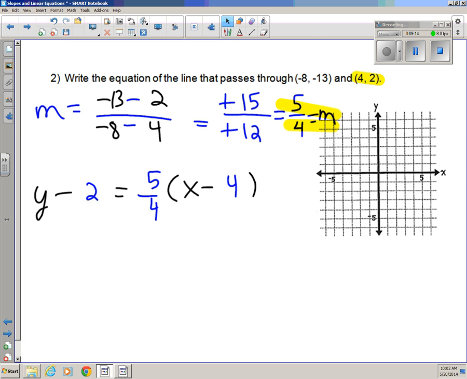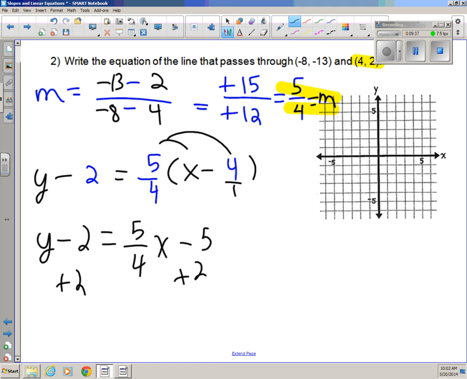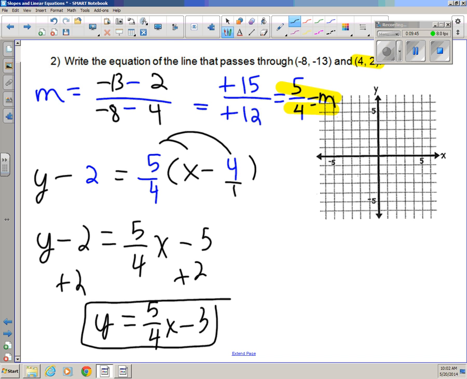When I do the math, y minus 2, distribute 5/4 x, and now this becomes 5/4 times 4 over 1. That's really all you're doing. It becomes -20 over 4, or just -5. And then I need to add 2 to both sides, and then I get the equation. So then the equation becomes y equals 5/4 x minus 3. If I want to go ahead and graph this, I'm going to begin my graph at -3 on the y-axis. I'm going to go up 5, to the right 4, and I'm going to draw the line.